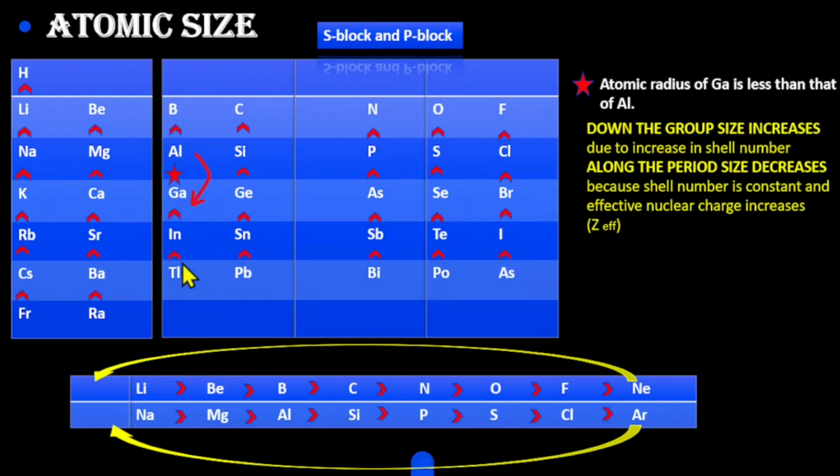In the boron family, size will increase down the group, but aluminium will come here, meaning aluminium has a larger atomic size than gallium. Then definitely you will do correct in the exam.